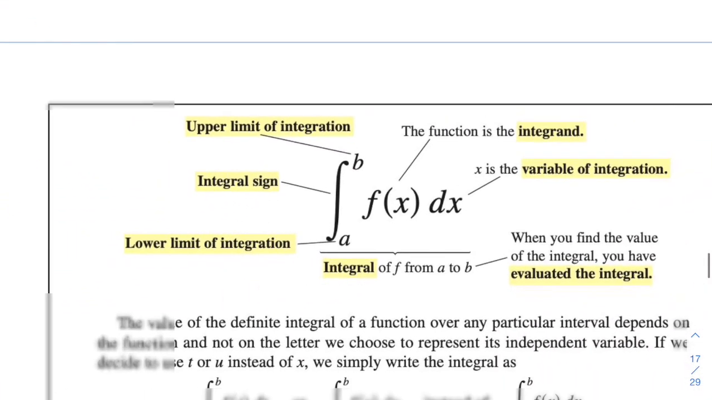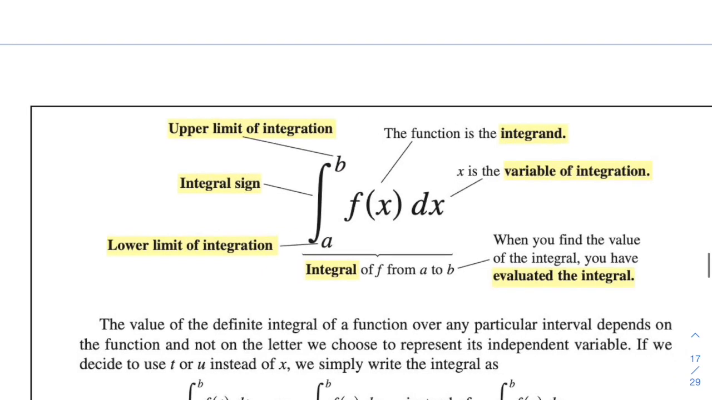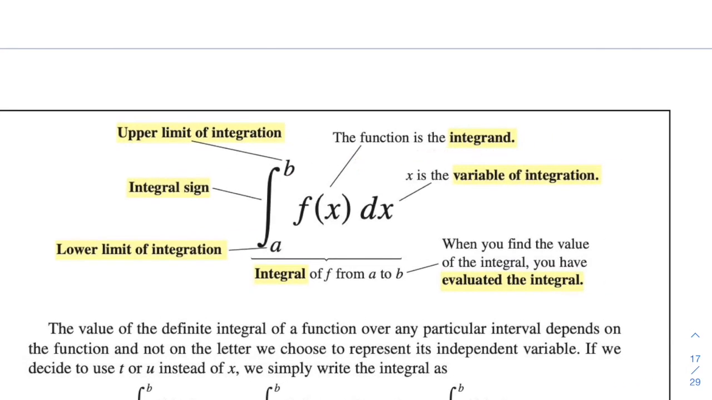Here is everything in one nice clean slide. So we have the lower limit of integration, your elongated Roman s called the integral sign, and your upper limit of integration called b. In this case, these are going to be numbers. You're going to put numbers in for these, okay? The function, f of x, is any function. It might be 5, it might be 3x minus 3. It's called the integrand.